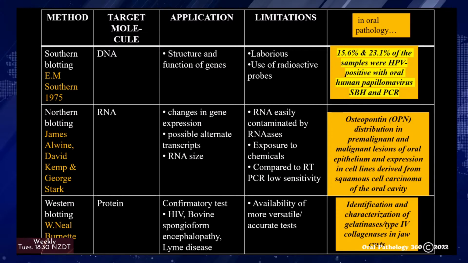A Southern blot is a method routinely used in molecular biology for detection of a specific DNA sequence in DNA samples. Southern blotting combines transfer of electrophoresis-separated DNA fragments to a filter membrane and subsequent fragment detection by probe hybridization. In oral pathology, in a study where PCR and a Southern blot technique was used, it was found that Southern blot hybridization had a positivity of around 16%.